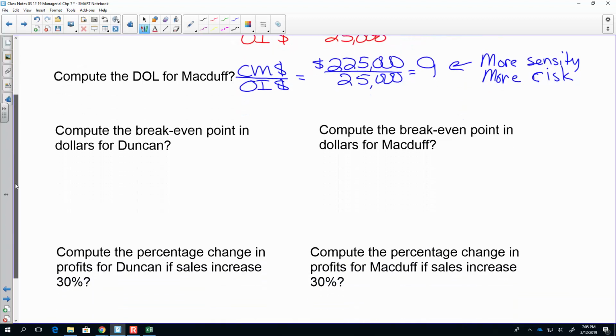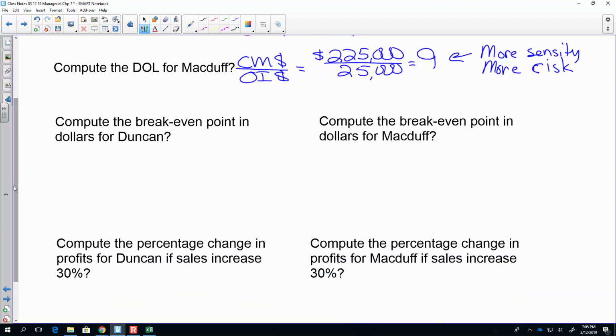Okay. Let's compute the break-even point for Duncan. Oh, in dollars. This is good practice. What's on top? What's on the bottom for Duncan? These are great questions for the test. Fixed cost on top, which is how much for Duncan? 50,000. That one's easy. How do I get the bottom number? What is the bottom number? The margin percent, right?